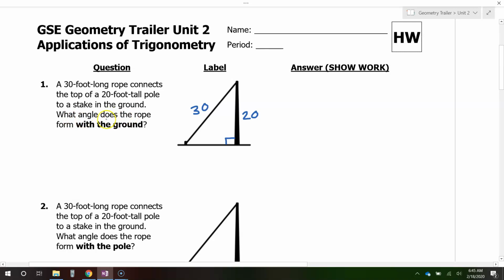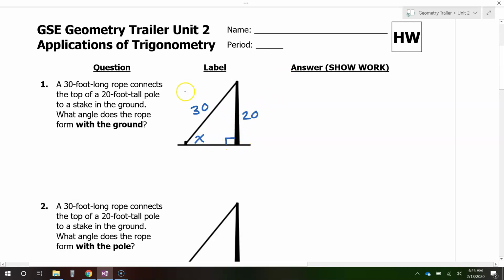What angle does the rope form with the ground? Here's the rope and here's the ground. So where I just put X just now, that's the angle that they are talking about. So now it's time to solve this triangle and find X like we have 100 times before.